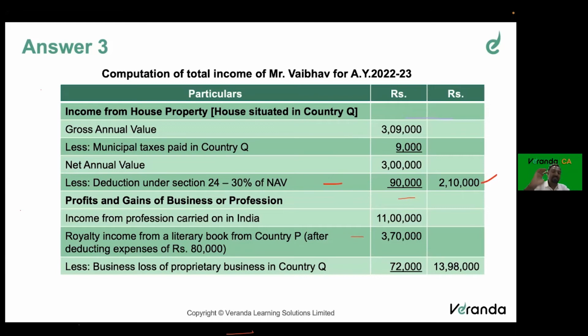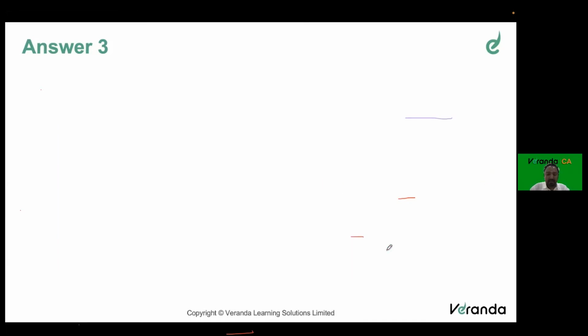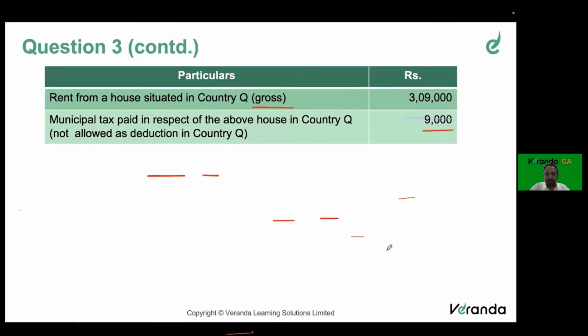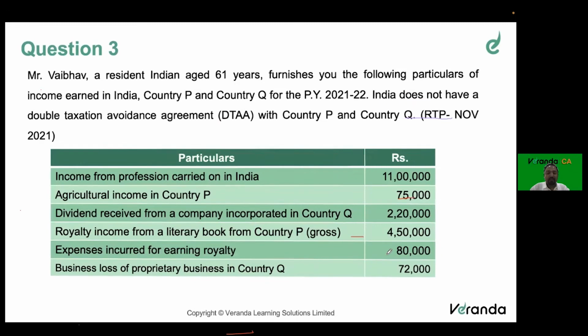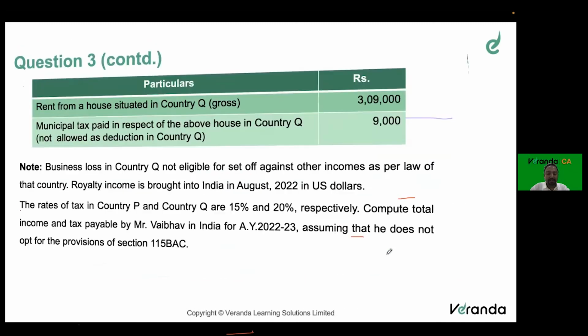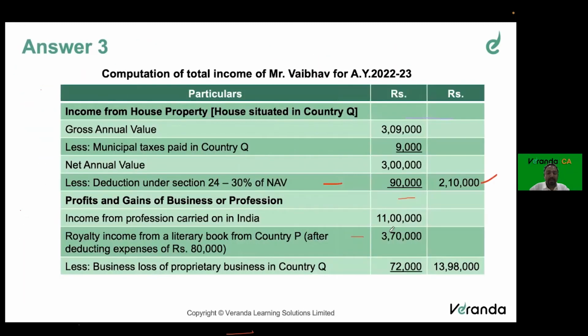Second section, he has an income from business or profession. So income from profession carried on in India is 11 lakhs. He also has an income from royalty, which is also a kind of business income, only from that particular country P. He has also spent 80,000. So after deducting that 80,000, what will the income be? That's 4,50,000 minus 80,000, which becomes 3,70,000.